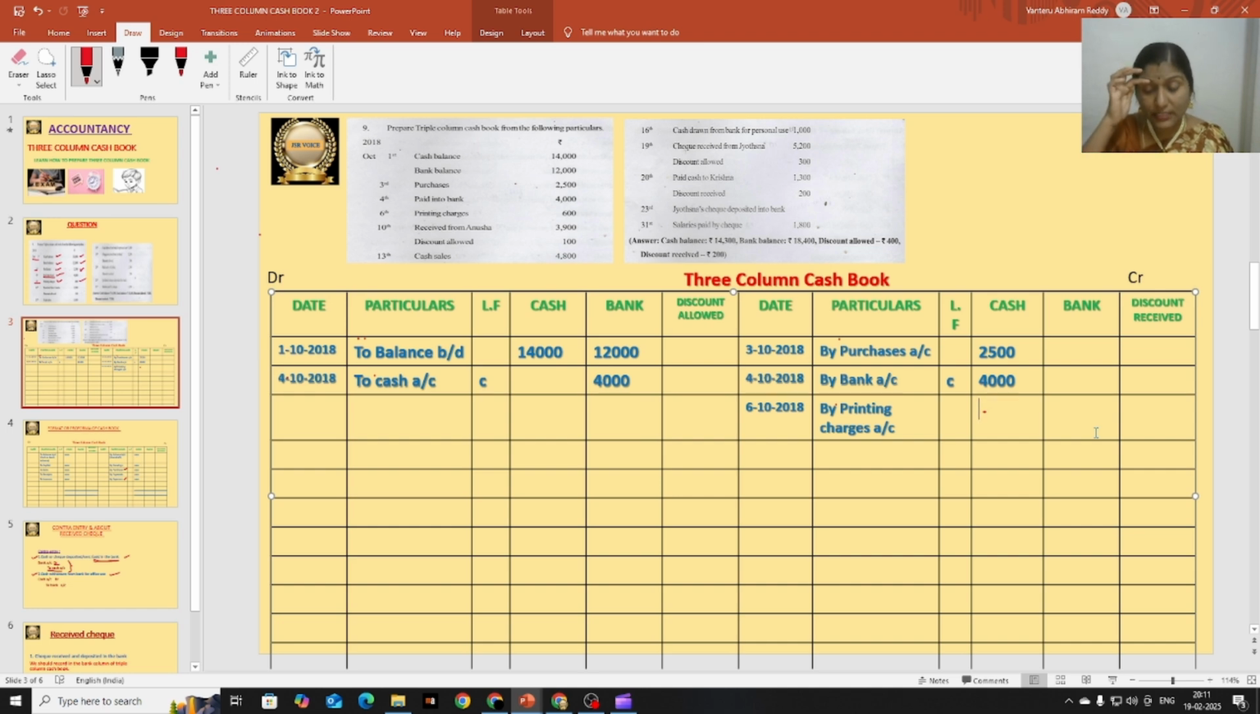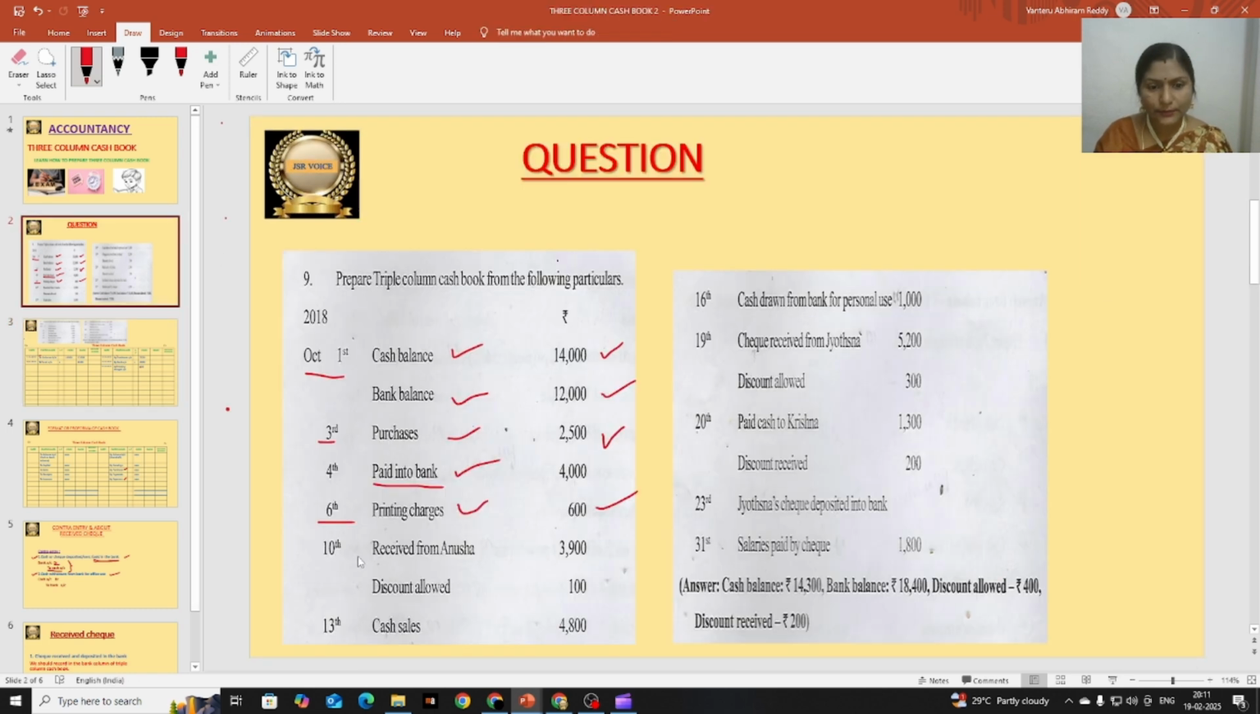How much printing charges? 600. Record 600 here. Okay. So next, after this, let us move to next item. Next item is 10th date. Received from Anusha 3,900 rupees. Discount allowed 100 rupees. So we are receiving from Anusha.